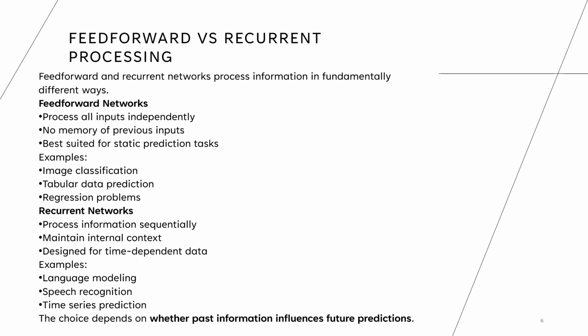In simple terms, feed-forward networks are excellent for static prediction tasks, where each input can be evaluated independently. Recurrent networks, on the other hand, are designed for dynamic problems, where the order of information influences the outcome. Understanding this distinction helps us determine which type of model is appropriate for a given problem. In the final slide, we will look at why many modern AI systems began moving away from recurrent networks toward newer architectures designed specifically for sequence modeling.